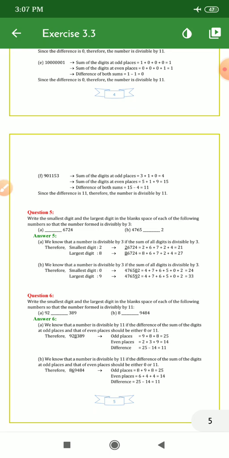So the smallest number will be what? We know that a number is divisible by 11 if the difference of the sum of the digits at odd places and even places is either 0 or 11. So the answer is 11, so it will be divisible by 11. Understood? Same way you can do the next question.